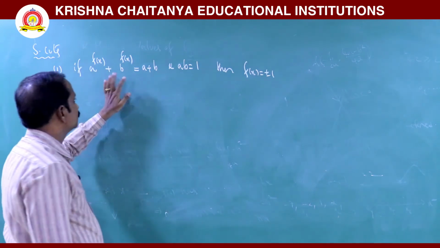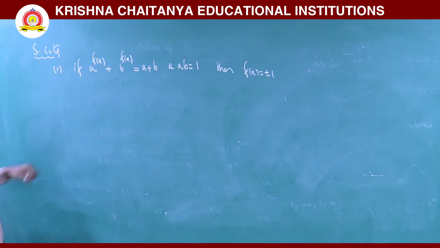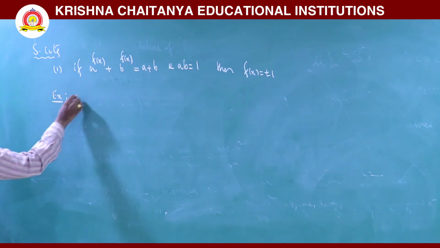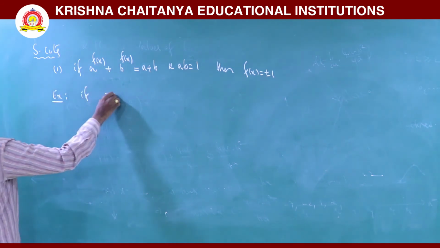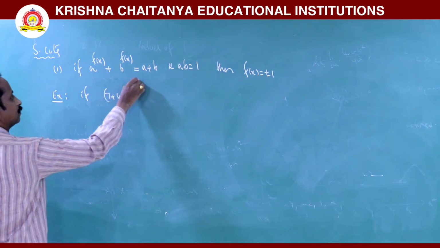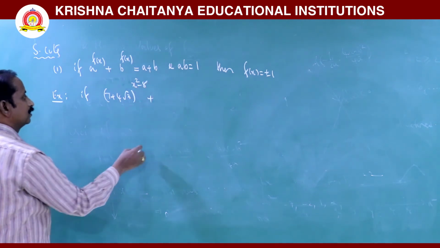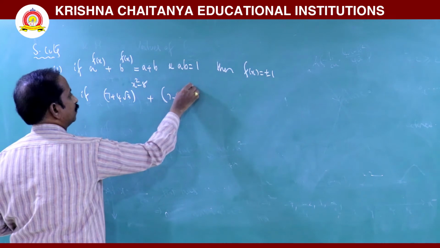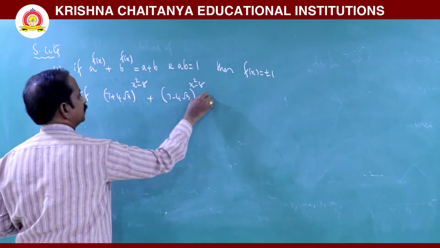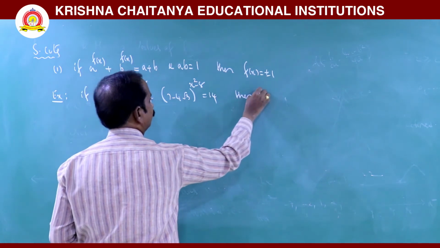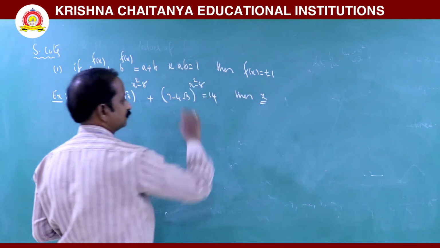So, using this condition I can explain one example. What is that example? If 7 plus 4 root 3 whole to the power of x square minus 8 plus 7 minus 4 root 3 whole to the power of x square minus 8 is equal to 14, then we need values of x.